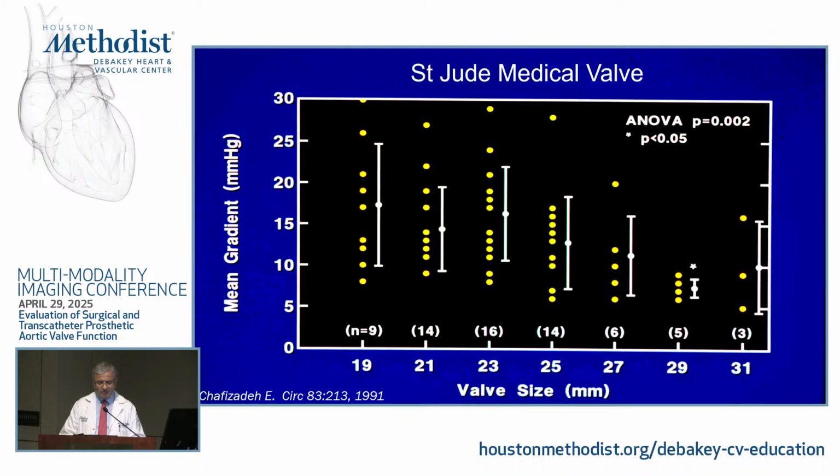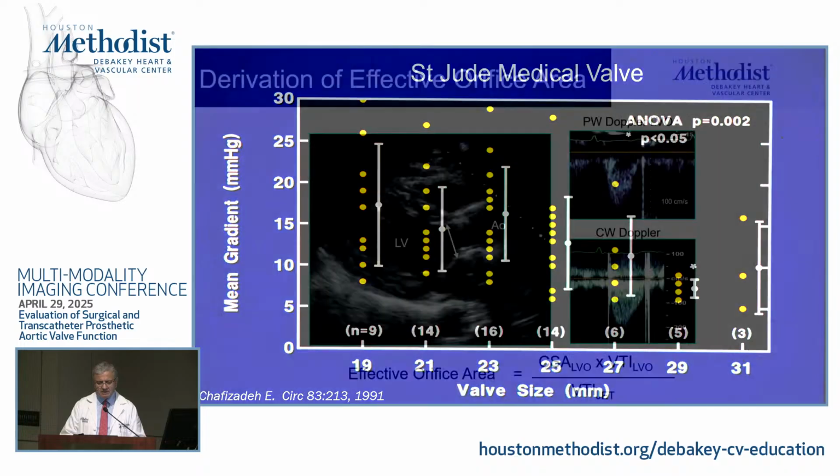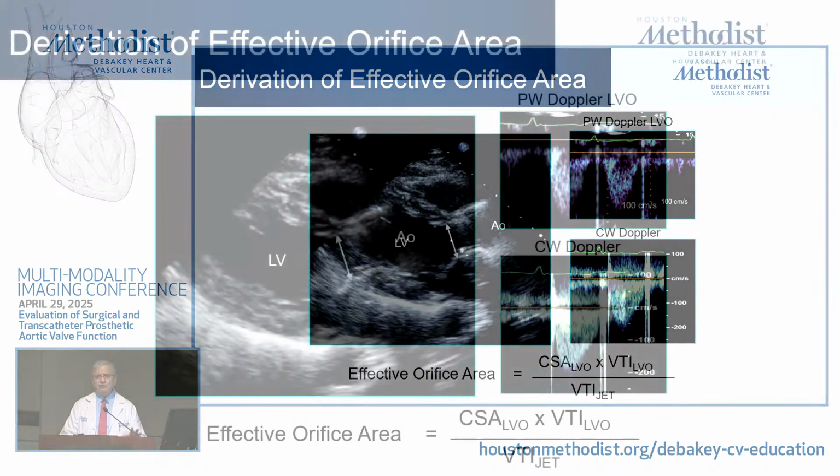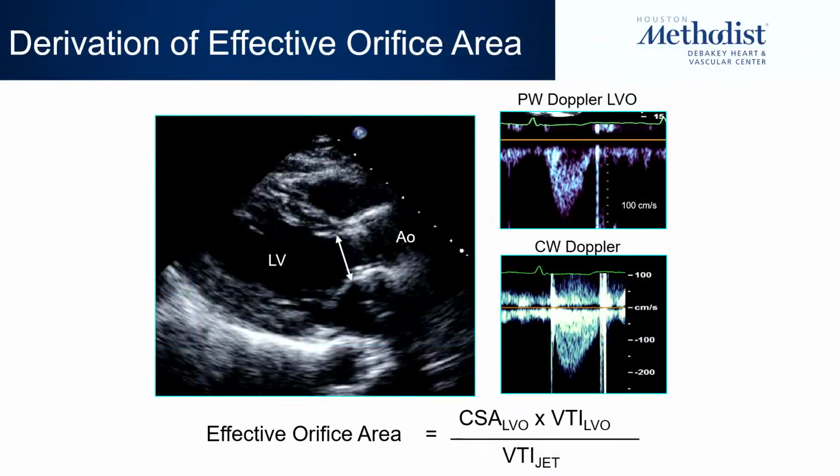And here you go, you have a 19 valve, and at times you can have a mean gradient of 25 or even 30, depending on the high flow situation. You go all the way to 31, which is a very large valve in the aortic position. The mean gradients are usually lower, but there is a lot of heterogeneity in this, which brings us to how do you decrease this heterogeneity? How do you incorporate flow, if you will?